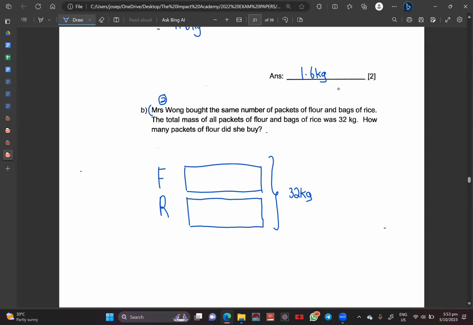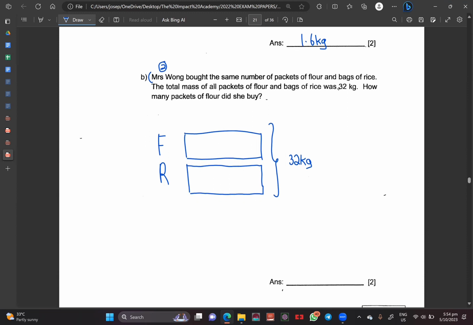Now, I know a lot of you will say, oh yeah, Teacher Joseph, I can do 32 kg divided by 2, but I can tell you that is wrong. That means you have not understood the concept. Let me explain to you why. Is the flour and the rice the same weight? Do they weigh the same? If they don't weigh the same, how can you just divide by 2?